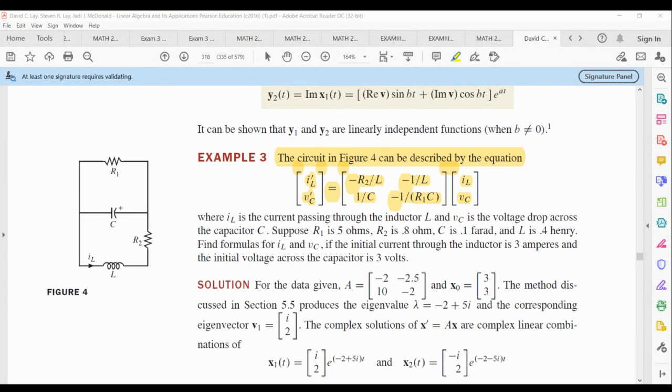To do this, they give you the setup, and then they tell you below what your resistance is. Resistance 1, resistance 2, capacitance, inductance, and you're finding formulas for the current passing through the inductor, that's I sub L, and V sub C is the voltage drop across the capacitor. And they give you values.